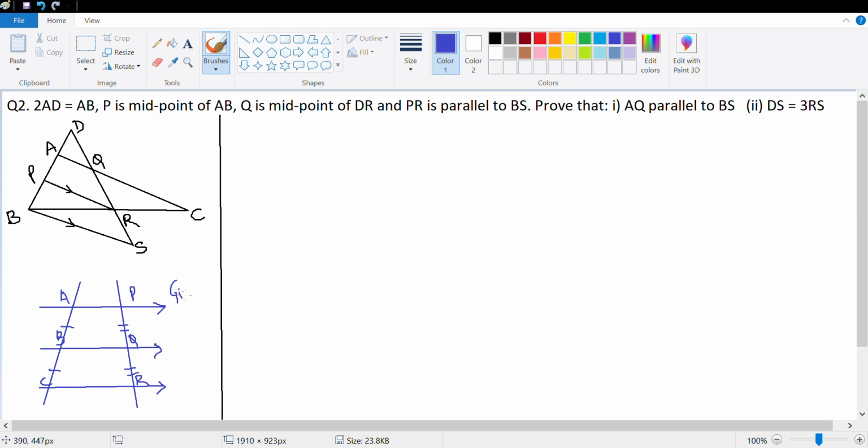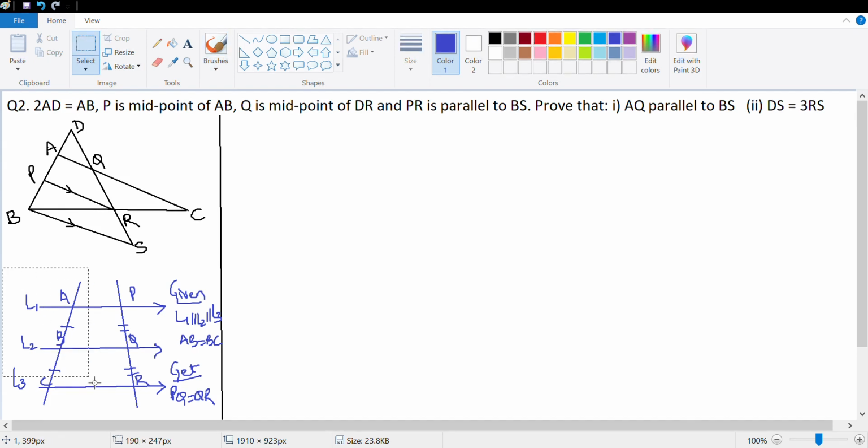What will be given is L1 parallel to L2 parallel to L3, this being L1, this being L2, this being L3, and what is also given is AB is equal to BC. What we get is PQ is equal to QR. Perfect. Now that we've revised this quickly, let's move on and solve the next question.